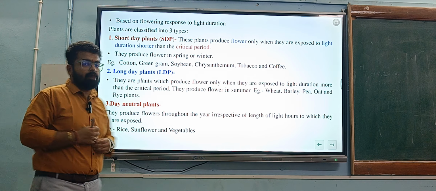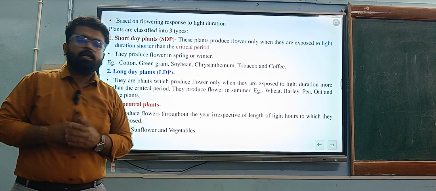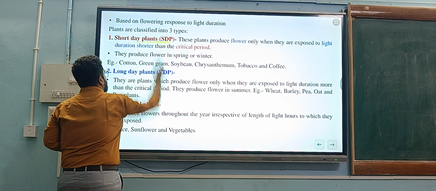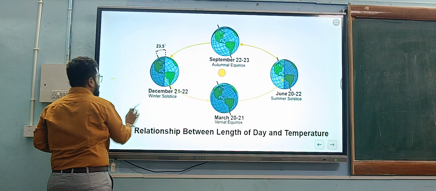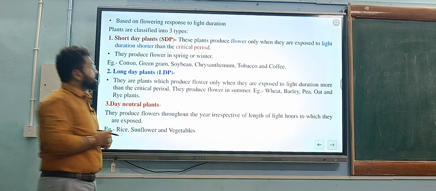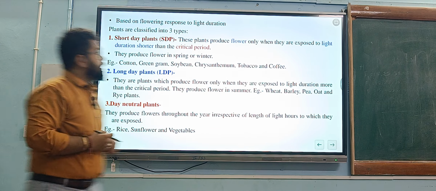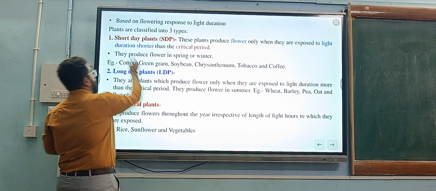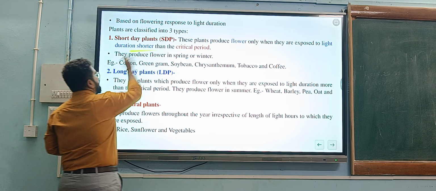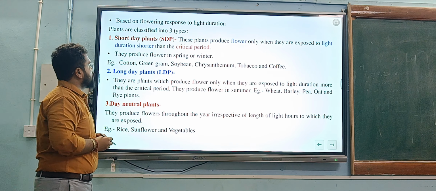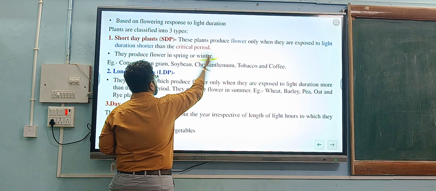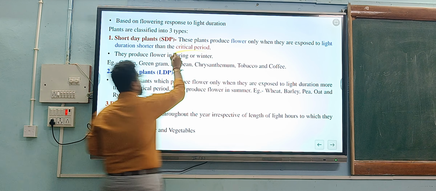Based on the flowering response, plants have been classified into 3 types: short day plant, SDP, long day plant, LDP, and day neutral plants. What are short day plants? As the name indicates, the plant produces flowers only when they are exposed to a duration of shorter than the critical period, and they produce flowers in spring or winter season.